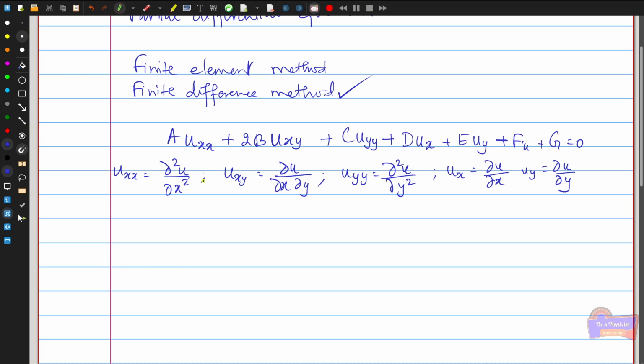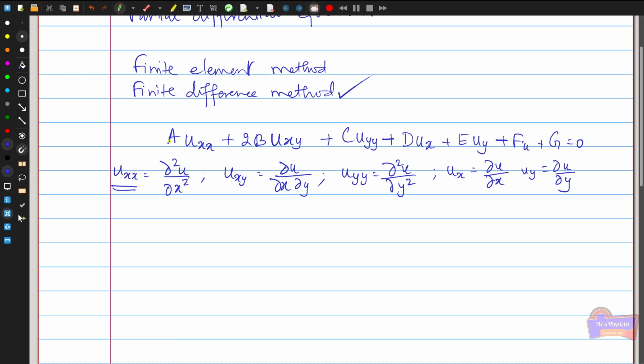So ∂²u/∂x² is conveniently written as u with the subscript double x. This is nothing but ∂²u/∂x², and similarly for the other versions. So this is the second order partial differential equation. Here a, b, c, d, e, f, g are functions of x and y, or real constants.